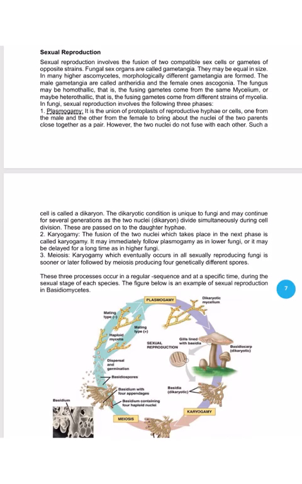Sexual reproduction is one of the processes that takes place in certain types of fungi, and this is usually not the common process. The common process is the asexual.